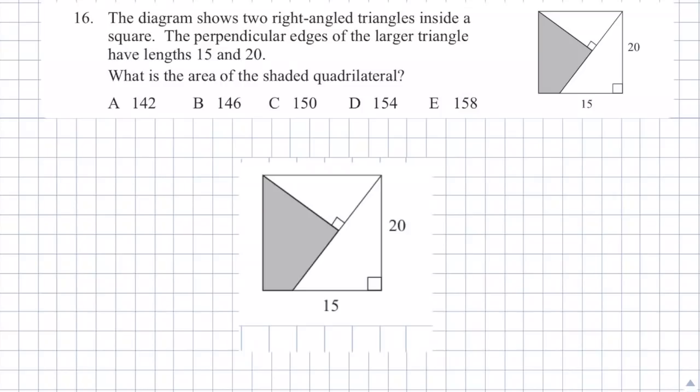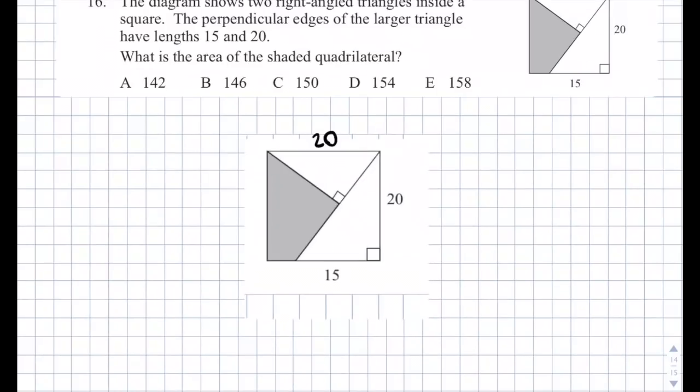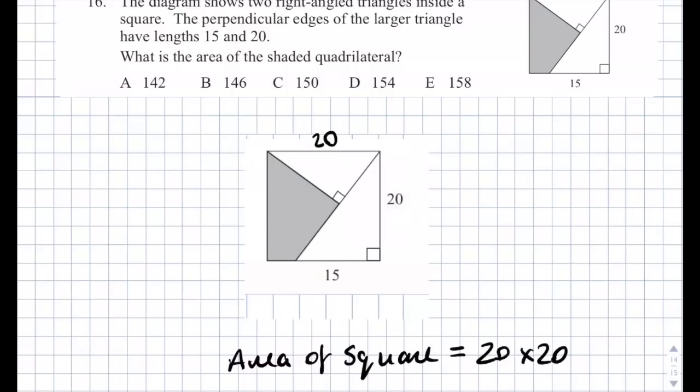So let's try and see what information we can get from this diagram. So we know it's a square, so we know that the lengths are going to be equal. So we can say that this length is equal to 20. And we know that the area of that square is therefore going to be 20 times 20, which is 400.